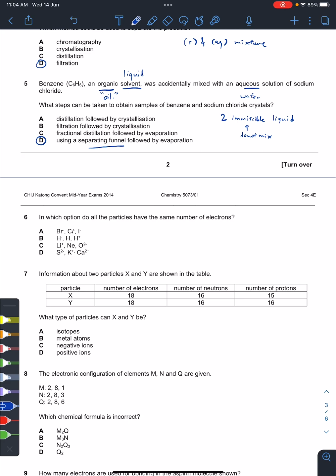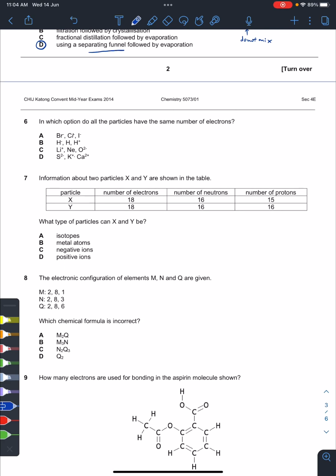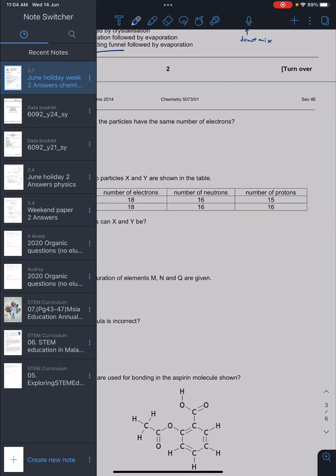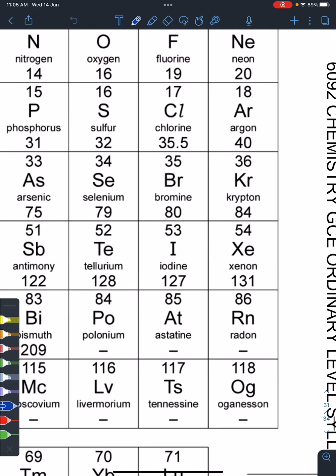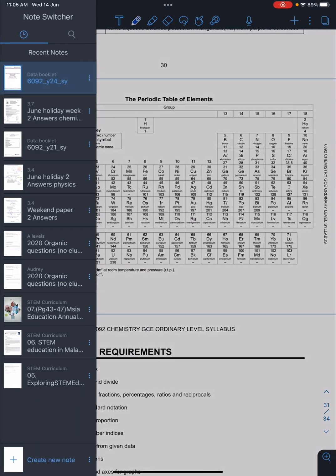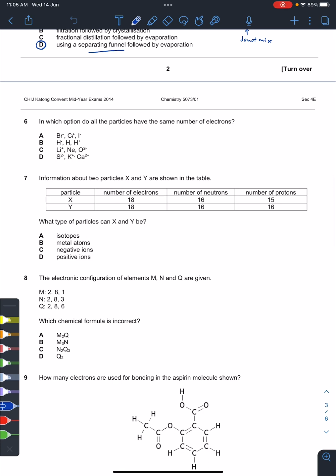Okay, next part. Oh, they asked for electron, not valence electron. So it's just a matter of counting. So Br, look at your periodic table. Br is 35, proton number of 35. So Br has 35 electrons. Br minus, on the other hand, has 36 electrons.